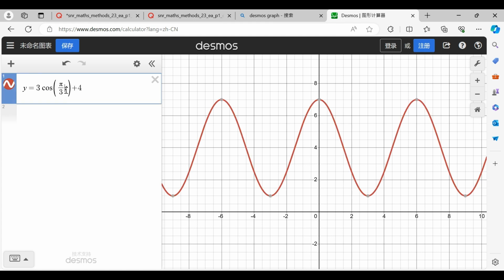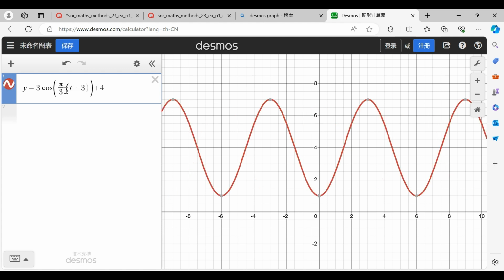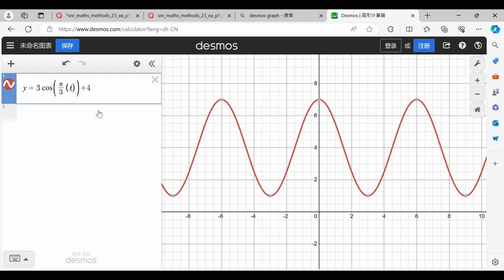If we put c = -3 in, you can see that now when t equals 0, the graph is at the minimum. So here c equals half a period. It can be 3 or -3. No matter whether it's 3 or -3, when t equals 0 it is always at the minimum. For the original function, if we use -3, it means the whole graph moves to the right by 3 units. Vice versa, if we use +3, it moves to the left by 3 units.